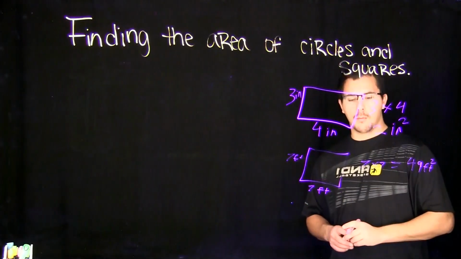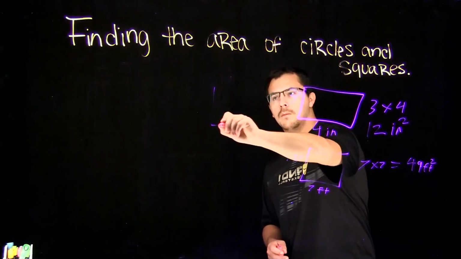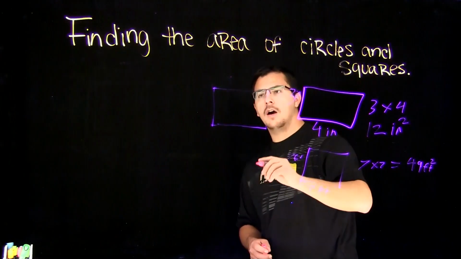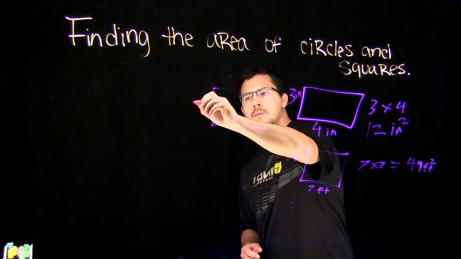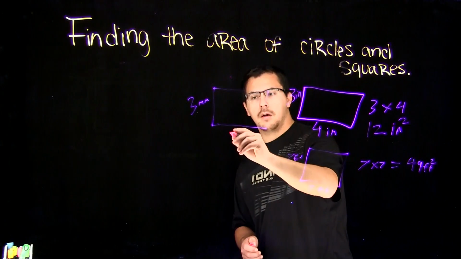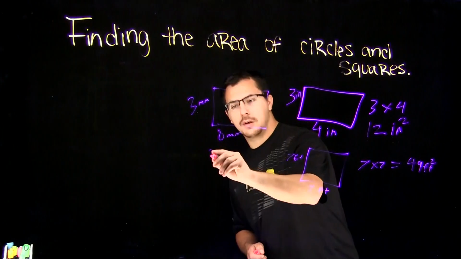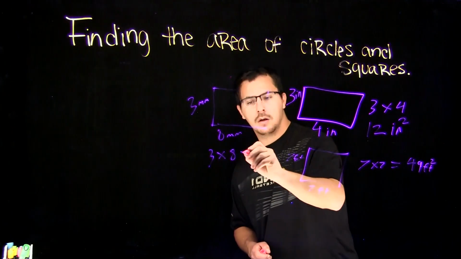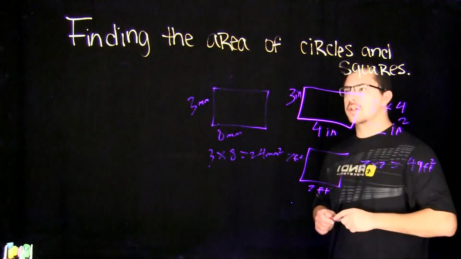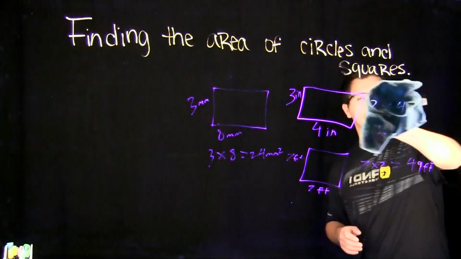Alright, and just one more so we have it locked in. Let's do one more rectangle. How about a 3 millimeter by 8 millimeter rectangle? So 3 times 8, once again, 24 millimeters squared. And pretty simple, that's how you get the area of rectangles and squares. We'll go ahead and move on to circles now.